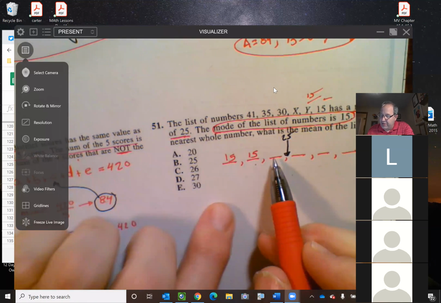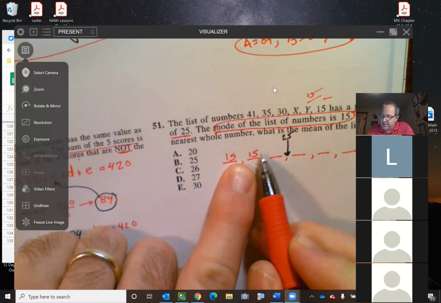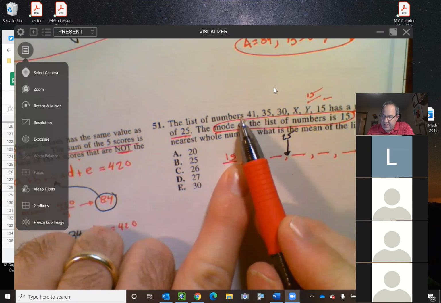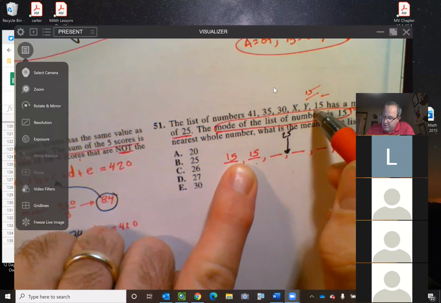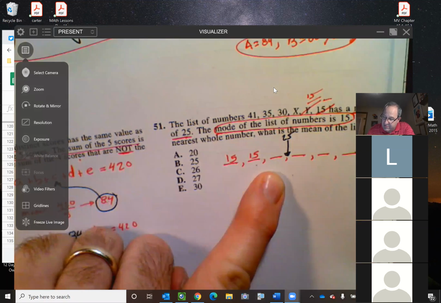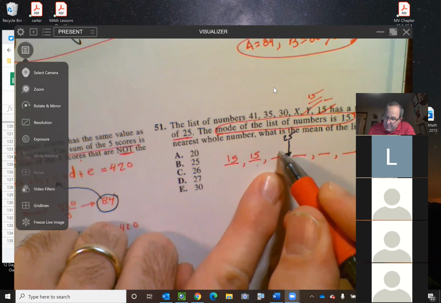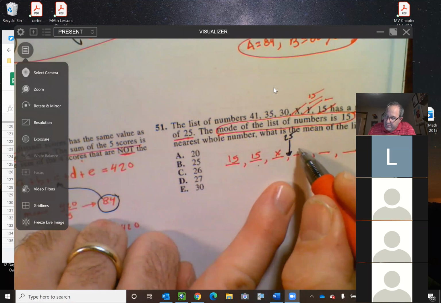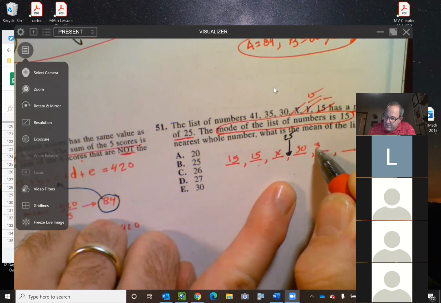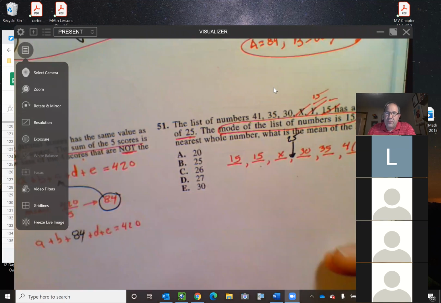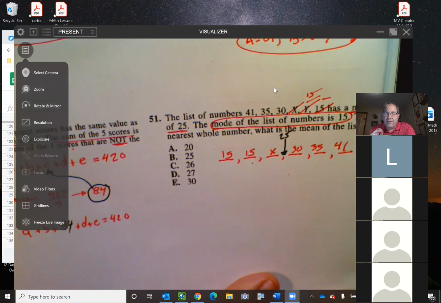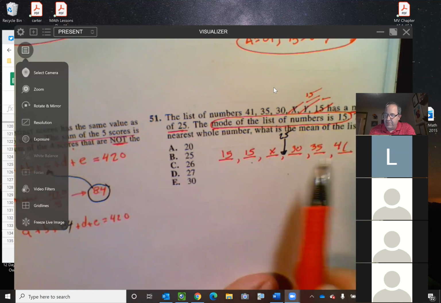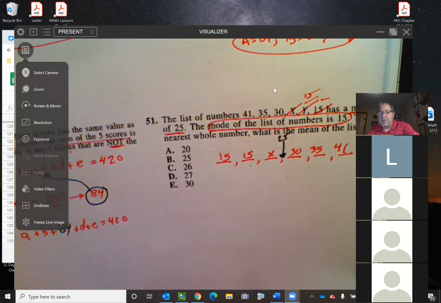So whatever goes here has got to be between 15 and 25. I don't see anything between 15 and 25. Now it could be an X, so let's put the X down there. Now the other numbers would have to be 30, 35, and 41. This problem's not bad, but I think what makes it difficult is we're not asking people to put numbers in a list like that.